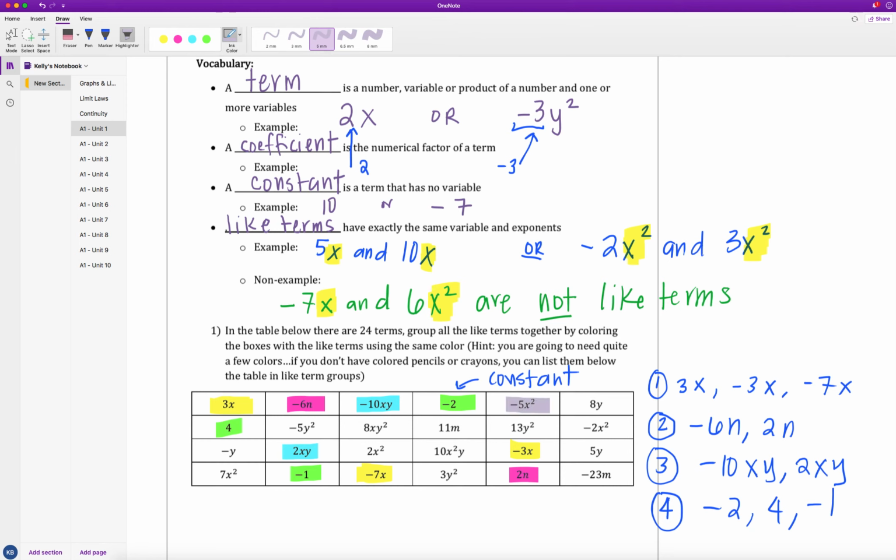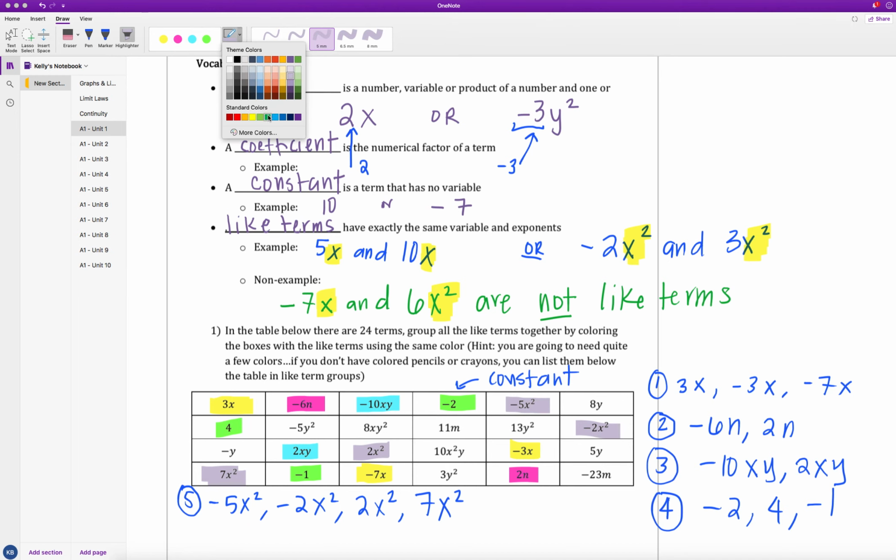So negative 5x squared. So now I want all the ones that just have an x squared as the variable. So we also have a negative 2x squared. That one will work. We have a positive 2x squared and a 7x squared. So this group had quite a few in them. So I'm going to label this group 5. Had negative 5x squared in it. We have negative 2x squared, positive 2x squared, and then 7x squared as well.